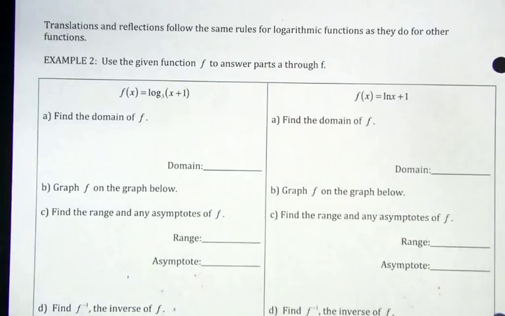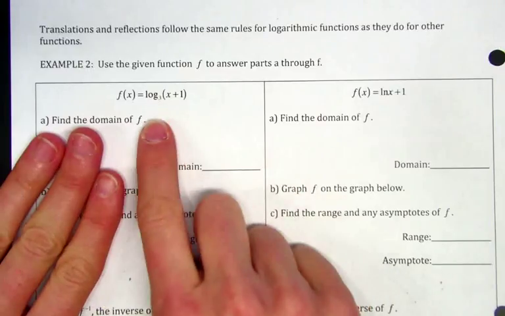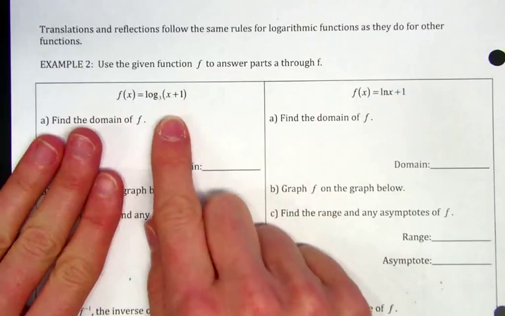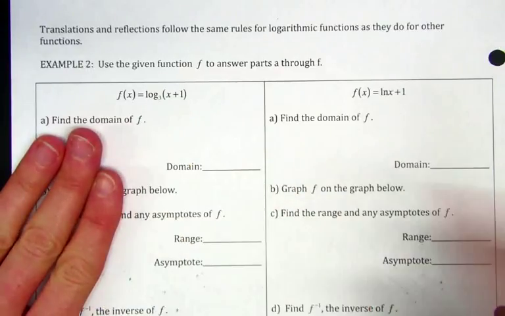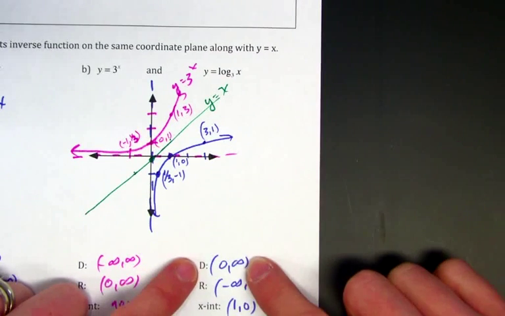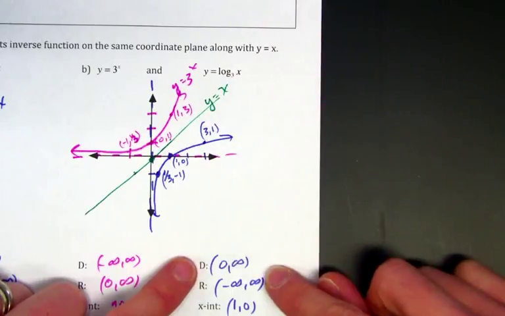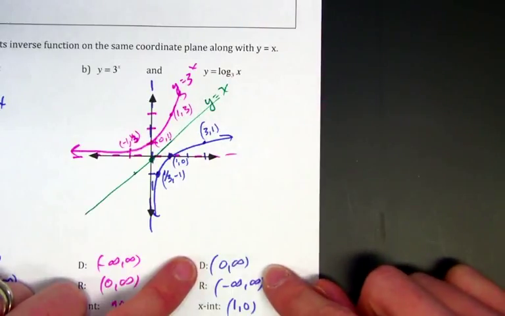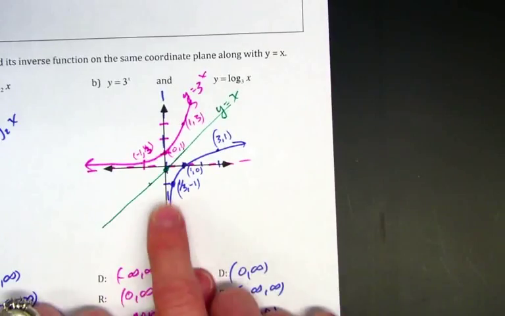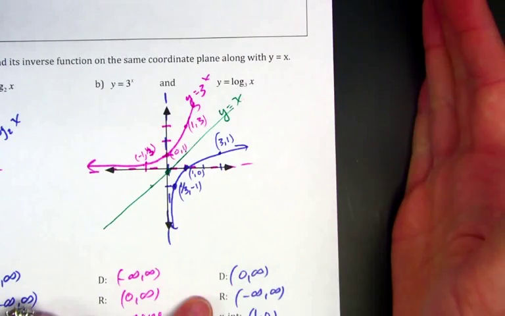And for logs, this is our new one. What do we have to worry about for logs? Everything in the parentheses has to be positive, okay? The domain of a parent log function is 0 to infinity because you can only take the log of positive numbers. So unless you're shifting left and right, it's always going to be from 0 to infinity. You have this asymptote here.